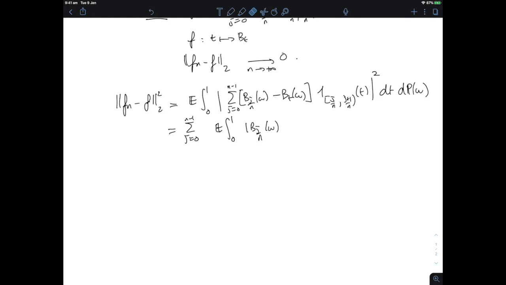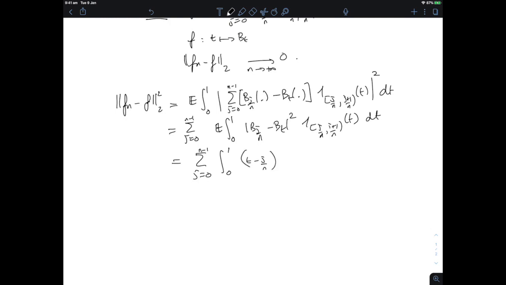Sorry, if I write expectation, I should not write dP omega. That's better. I should not write my omegas. So expectation of b_{j/n} minus b_t, which are random variables, squared, times this integral from j/n to (j+1)/n of the indicator function as a function of t. Okay, so now this expectation of (b_{j/n} minus b_t) squared, we know what it is, right? Because increments of the Brownian motion are Gaussian distributed. So what we get here is t minus j/n, and then we're integrating between j/n and (j+1)/n, and we're integrating dt.